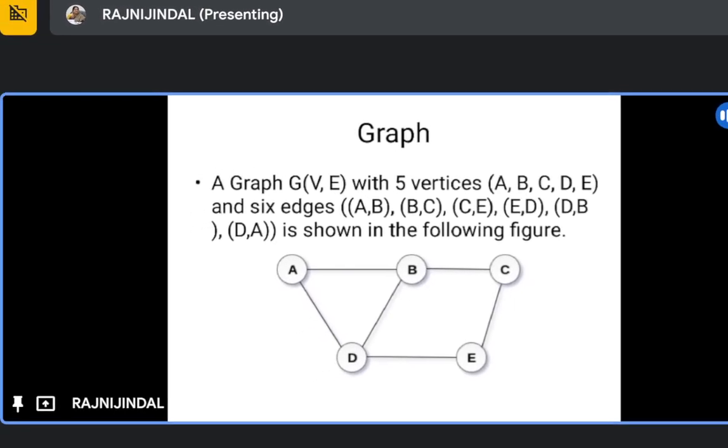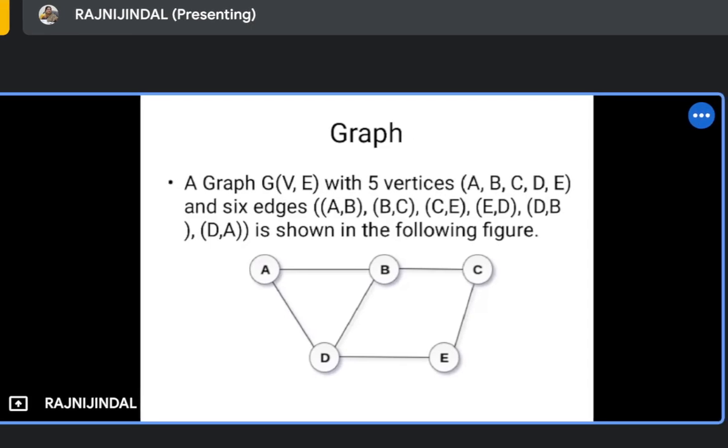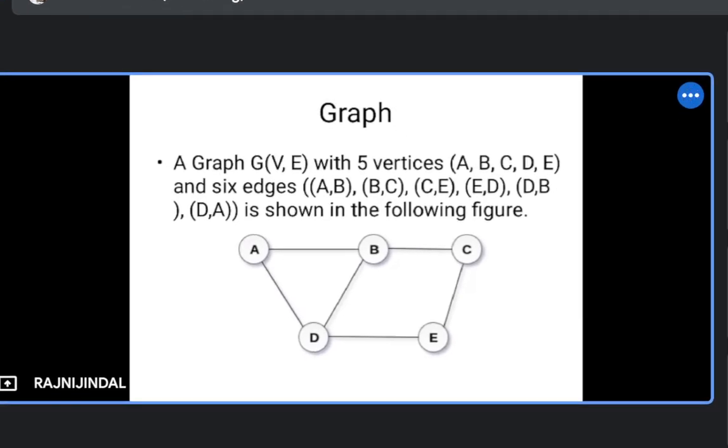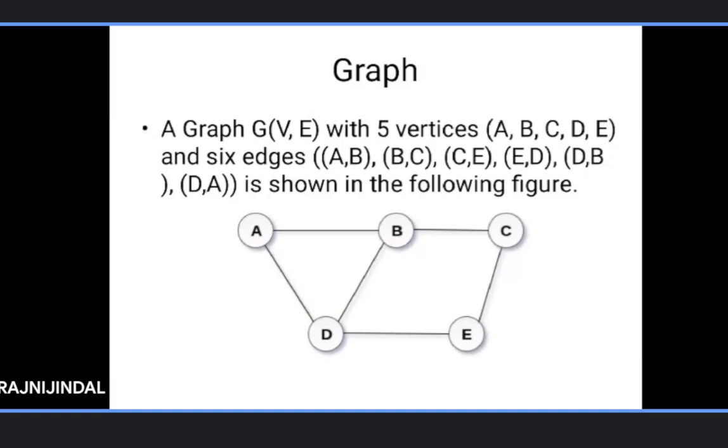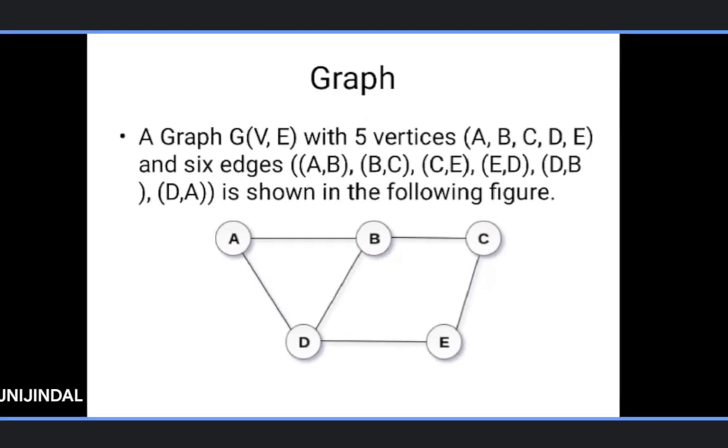all of these edges are non-directional. This is a non-directed graph, because there is no direction. We are simply saying there is an edge from A to B, but we are not saying that the direction of the edge is A to B. It can be A to B, B to A. It is both ways. So this is a non-directional graph.